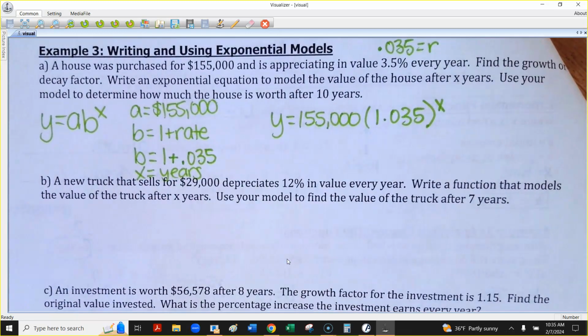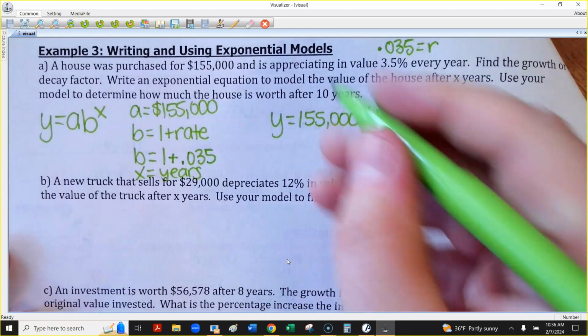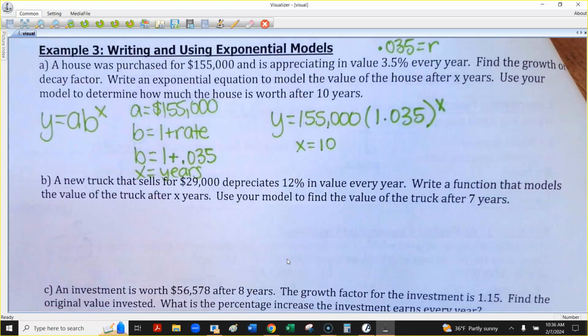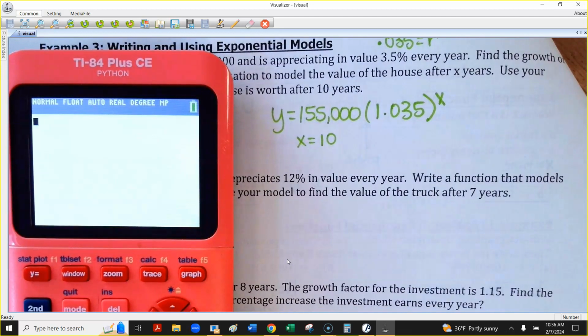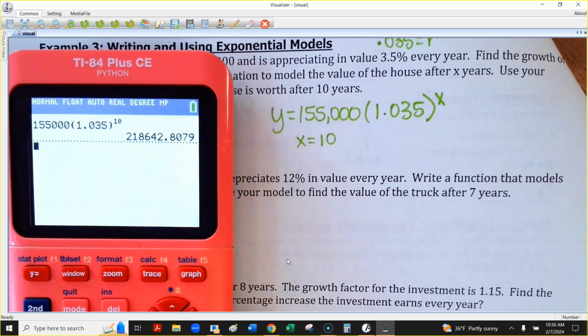Okay, now, the question then says, use your model, that's what we just wrote, to determine what the house is worth in 10 years. So literally all I have to do for that is grab my calculator, because these are usually not the nicest numbers to work with, and we're going to plug in 10 for x. That's literally it. Okay, so I'm going to do 155,000 times 1.035, and then just do that to the 10th power. And then a lot of these questions will talk about money, so we're going to go 2 decimal places if we're talking about money. So it'd be like how much change you would get.